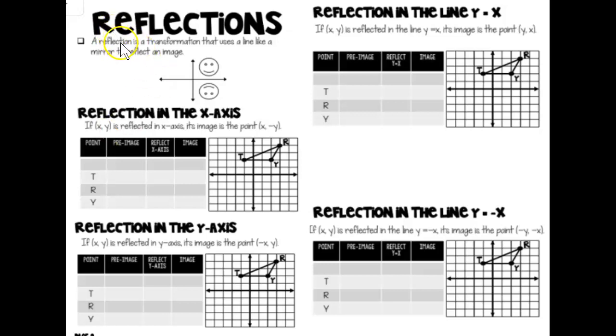So reflection is a transformation that uses a line, so we want to highlight uses a line like a mirror to reflect an image. So the main detail that is given in a reflection is going to be that line. We will call that line the line of reflection.